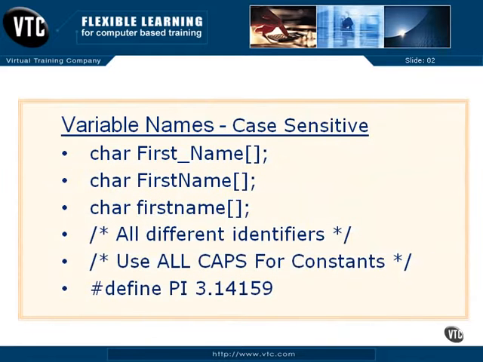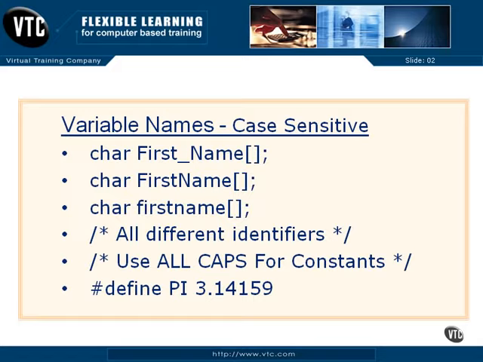Variable names are case sensitive. So there you can see first underscore name, first name, and character first name all in lowercase. Those are all different identifiers, and that would be very confusing inside your program when you're referring to those different first names with an underscore or without an underscore or without any uppercase characters at all. Those are all different to the language, and they would all be different locations in memory, and that would be a problem just for us trying to figure out what's going on in the program.